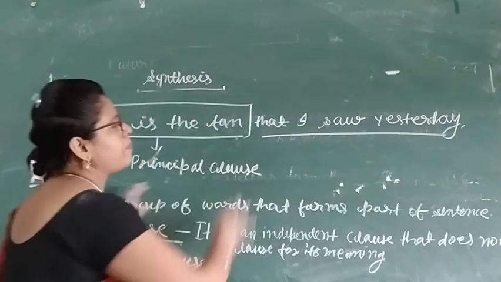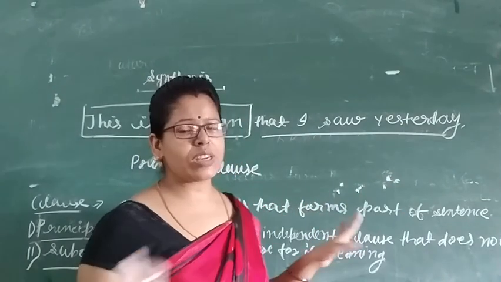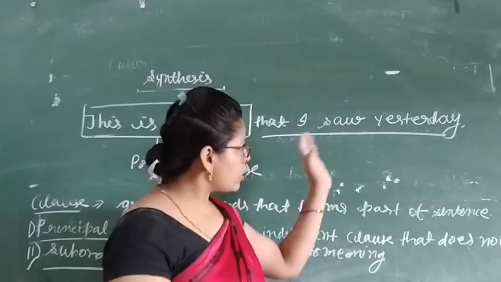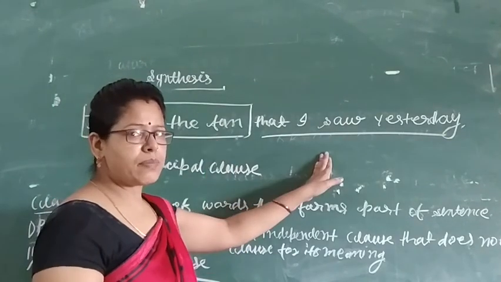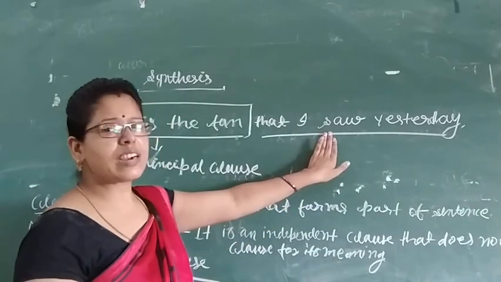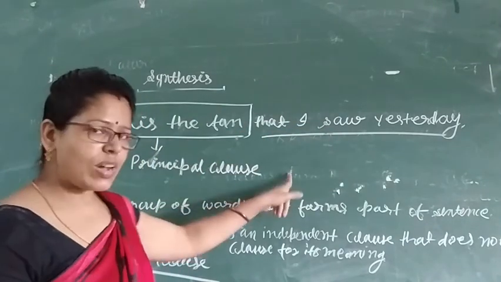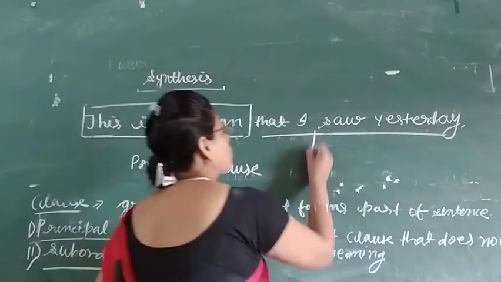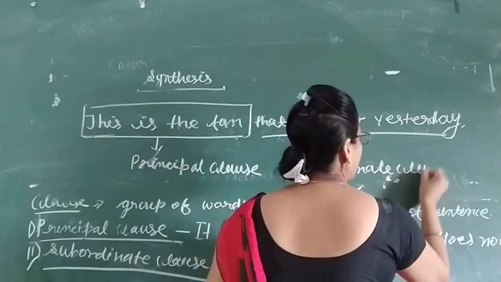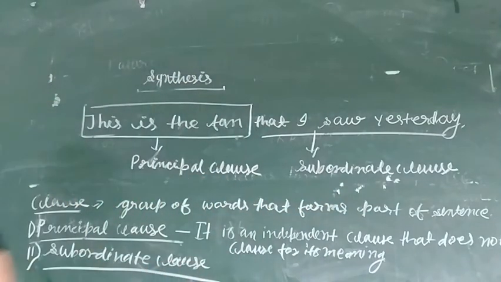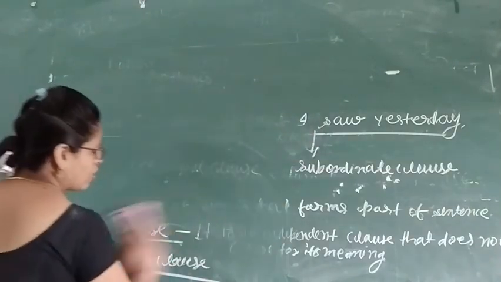Okay? And the second part: that I saw yesterday. It has meaning, but it does not have complete meaning. In order to understand this second part, we need to depend on the first part. Otherwise, it is incomplete. So you can see the second part is totally dependent on the first part. And that is why it is a subordinate clause. So just below it, you can write here: subordinate clause. Okay? So this was all about subordinate clause and principal clause.